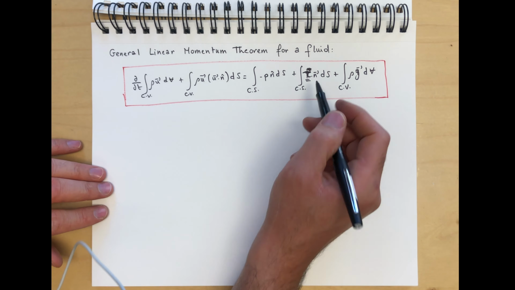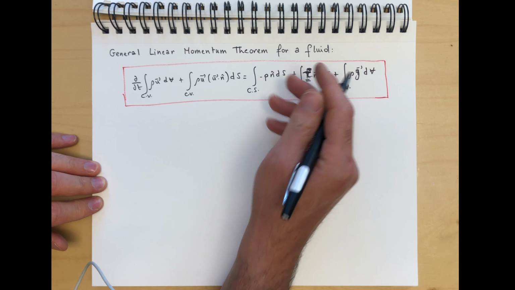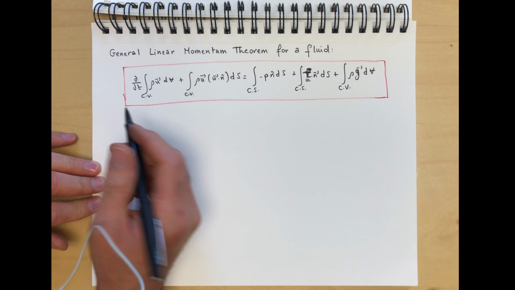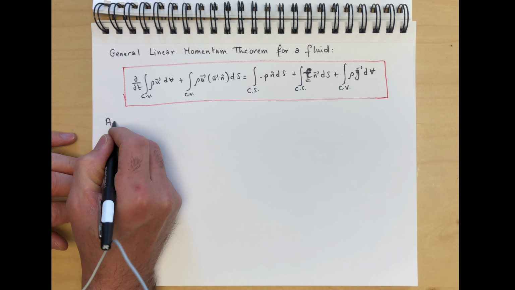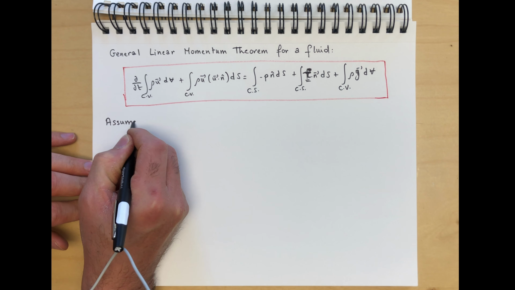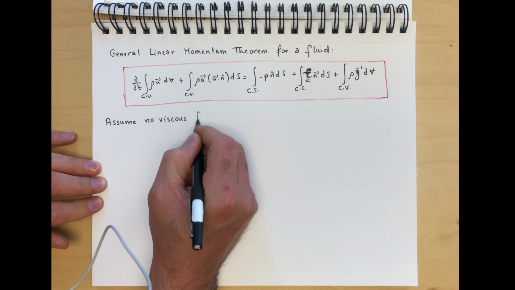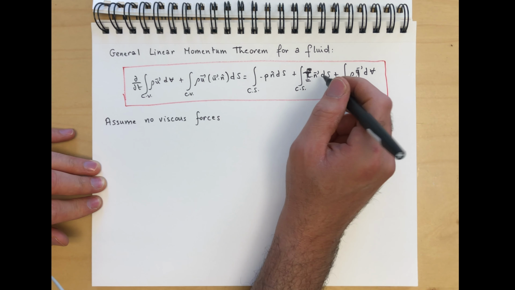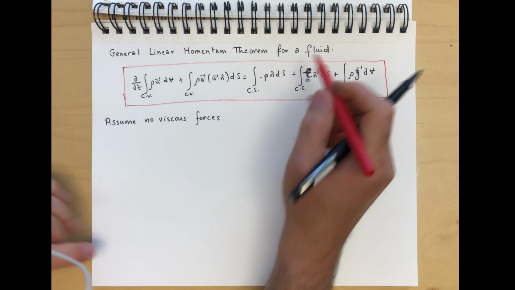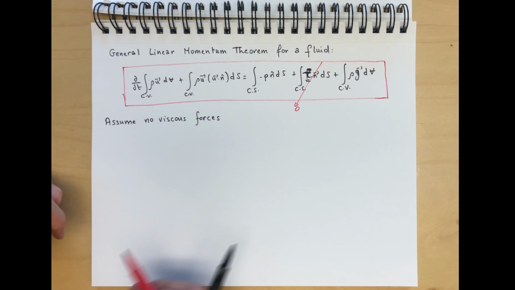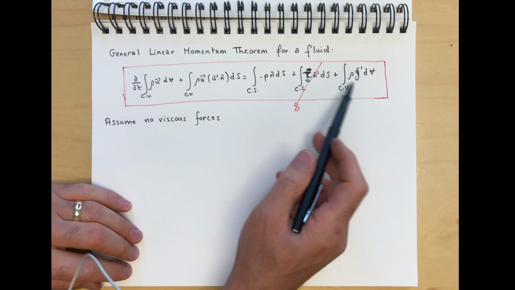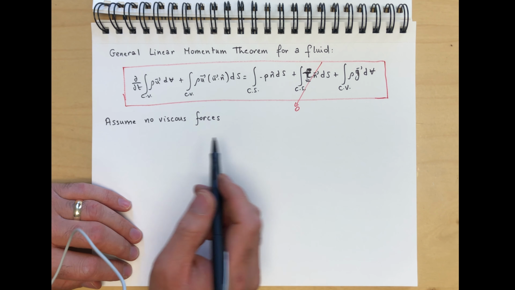We're going to assume now that there are no stresses, no viscous forces. So there's motion, there's going to be motion in the fluid, but we're going to neglect this term. We're going to say that this is 0. Okay? And then we're going to manipulate this equation to get into a differential form.